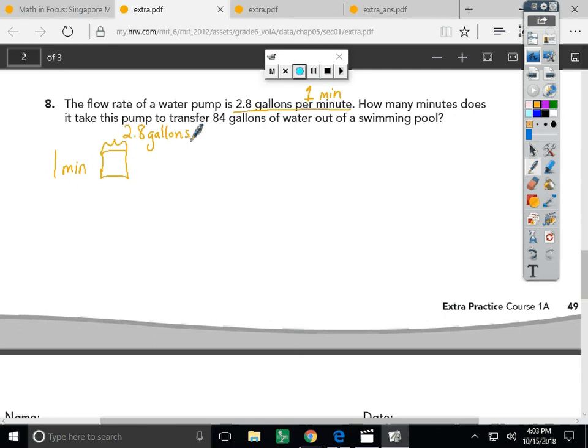How many minutes does it take this pump to transfer 84 gallons of water out of the swimming pool? So again, they're asking how many minutes. I'm going to transfer more water. How much water are we moving? 84 gallons. Notice my gallons were along the top of this bar, so my gallons are along the top or the bottom of this bar. And the question is, how many minutes?